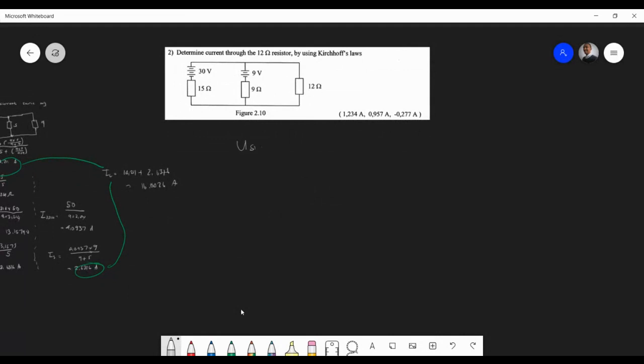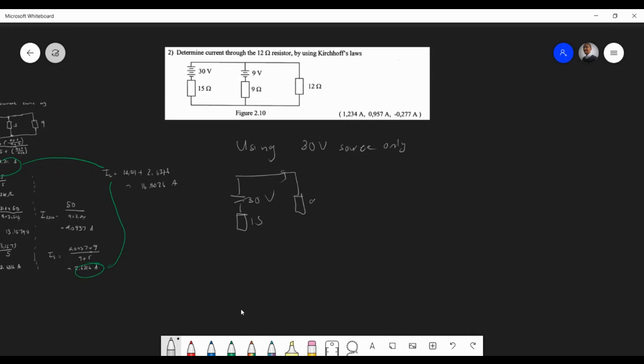So I'm going to say use the 30-volt source only. Can you mute your mic, please? From here, we have a simple circuit, very simple circuit. 30 volts. So you've got 15 amps here.